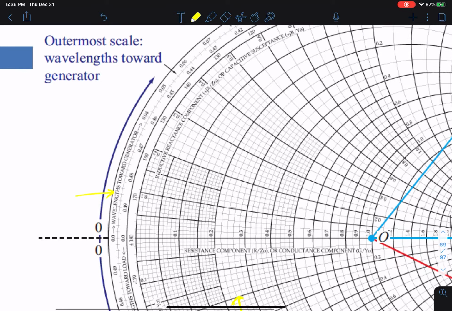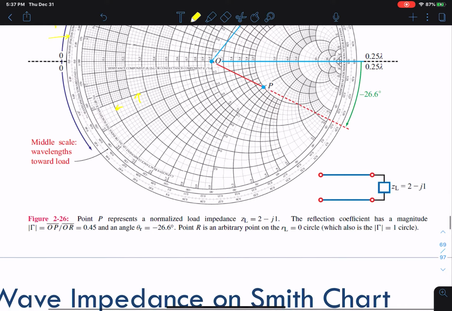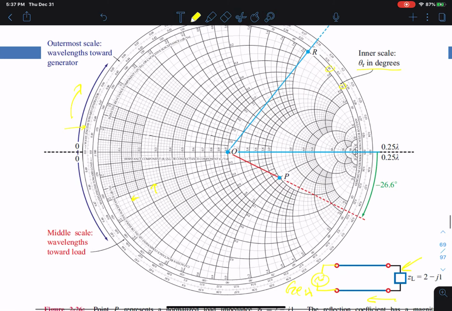is the wavelength towards the generator. So if you go this way, over here, you're going towards the generator. What does that mean? Let me show you here. So you have a load over here, right? This is the load. So the generator is somewhere here, right? So let me connect it. So this is your generator, right? So if you walk this way towards the generator, that means you're walking clockwise on your Smith chart.